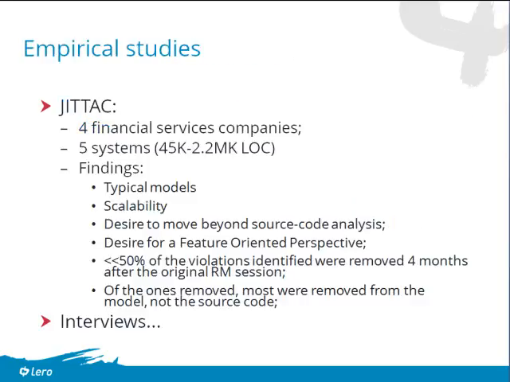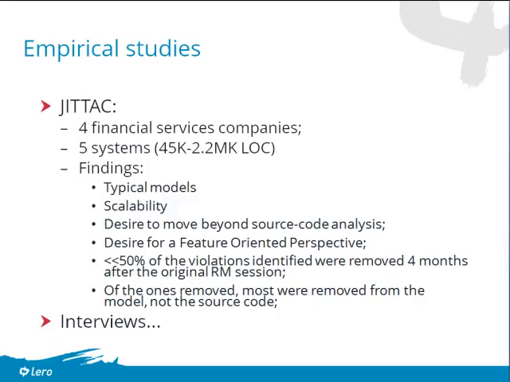We subsequently carried out 4 empirical studies with JITTAC, well actually 5 systems, 4 financial services companies ranging from 45,000 lines of code to 2 million lines of code systems. The findings, they had typical uses, so people looked at bypassing APIs. So when an API was bypassed, they didn't like that, and that was something that reflection modeling allowed them to do. They also had envisaged their system as a layered model, so there were the 2 types of models we got: the adhering to APIs or the layered model.